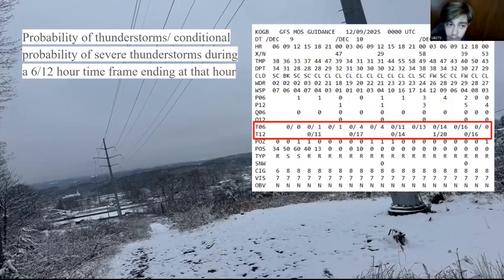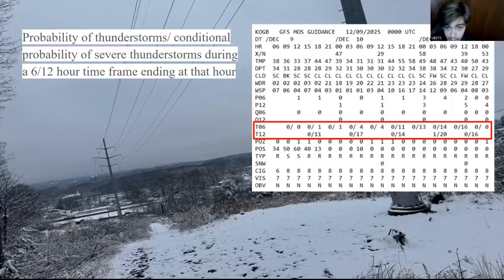And like I said, you're not going to want to use this for those situations. T06 and T12 represent, we see two values separated by a slash: the probability of thunderstorms slash the conditional probability of severe storms during this 6 or 12 hour period.